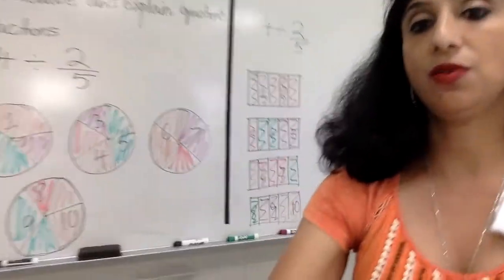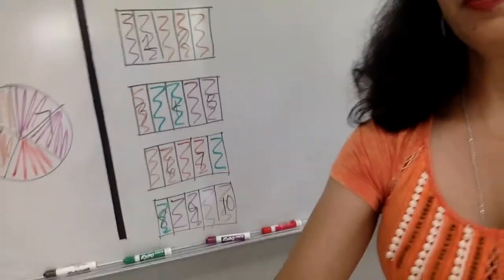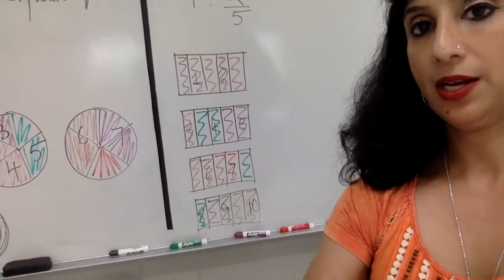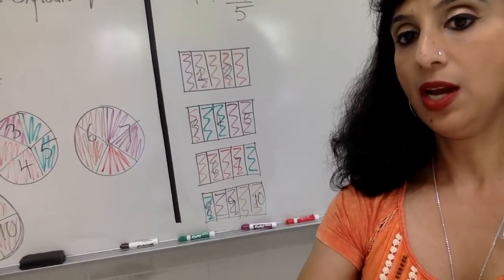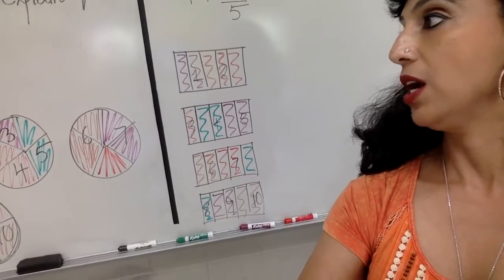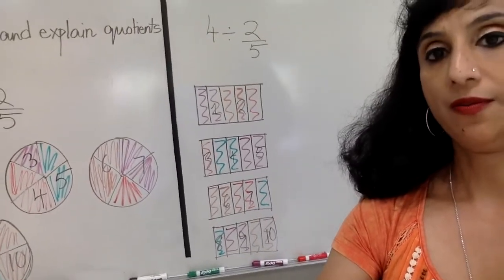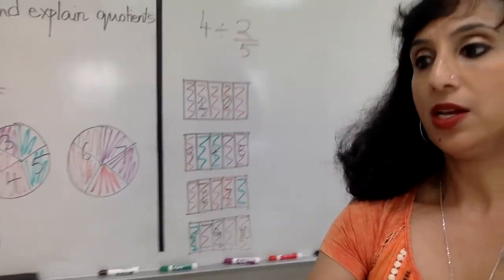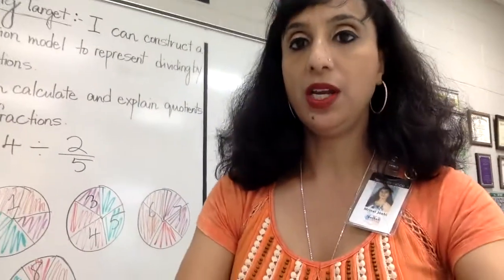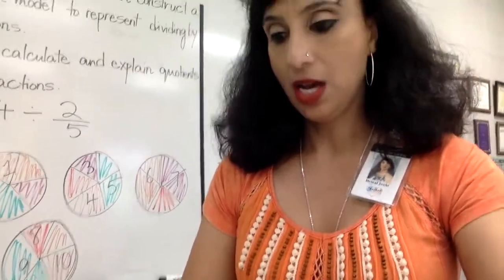So let me show this to you. Here we go. Right? So this, you can do it this way also. So you can see you have 10 groups of 2/5 in 4. Okay, so just want to show you, you can use any of these models.